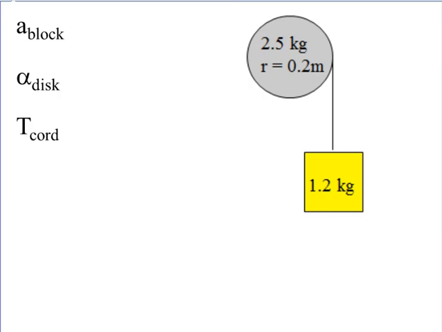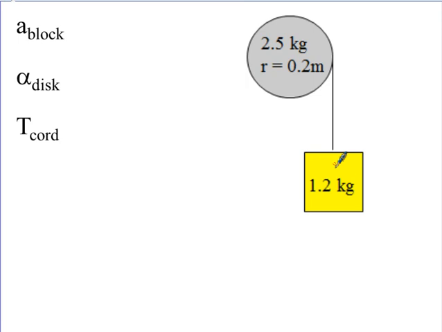Here is a problem where we will work with torque. We have a mass hanging on a cord, and that cord is wrapped around a disc, and the disc will be caused to turn as this mass falls and it pulls on the cord.